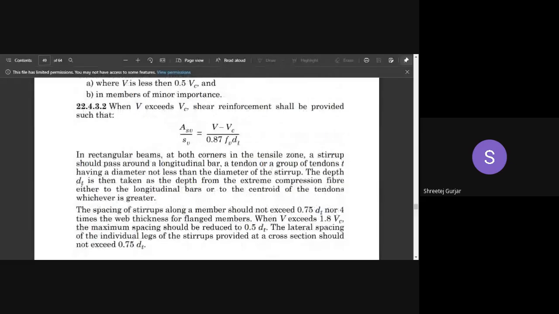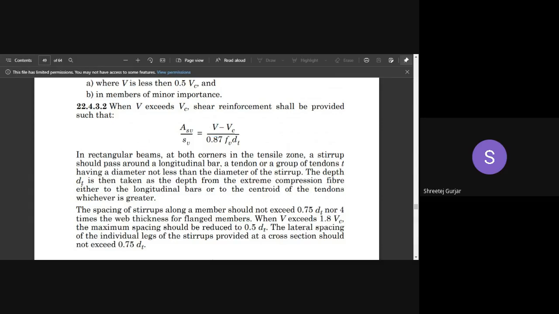Coming to your second case, I have told you when V exceeds VC. We know what ASV and SV are, all these terms we know. What VC is also we know, which we calculate, that is the capacity, and V is the loading, the shear force due to external loads.